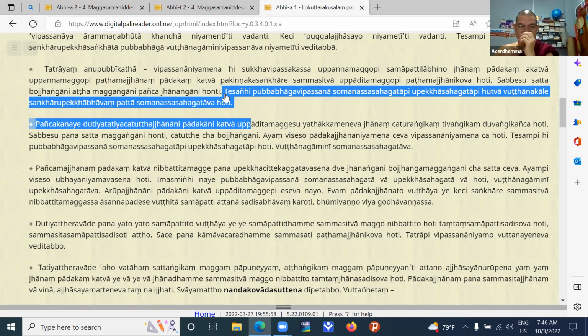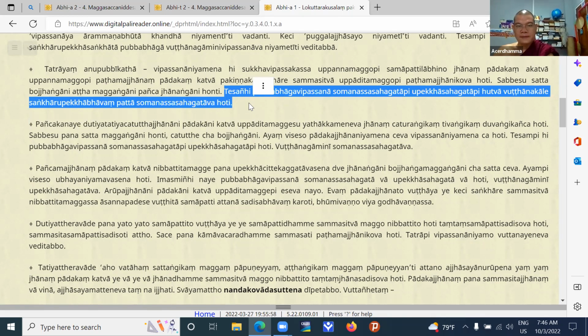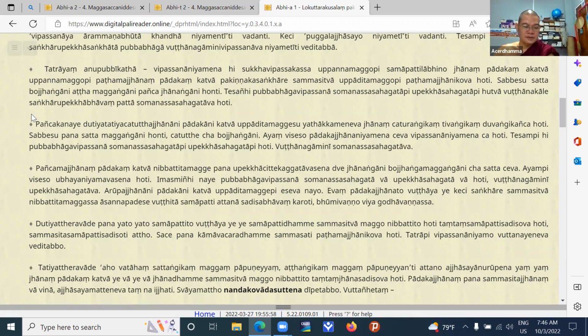This paragraph. Any question with this paragraph? So if you have no question, we go. Pājaka niye, oh sorry.